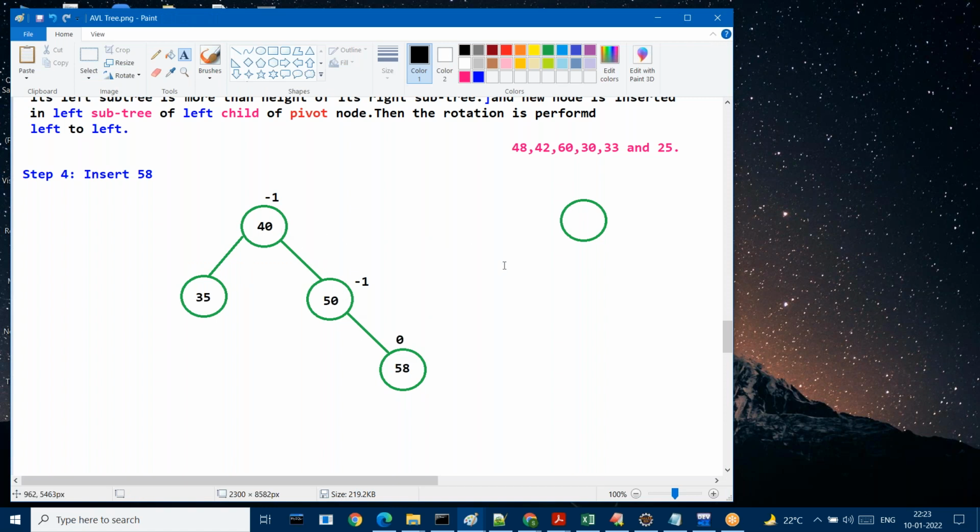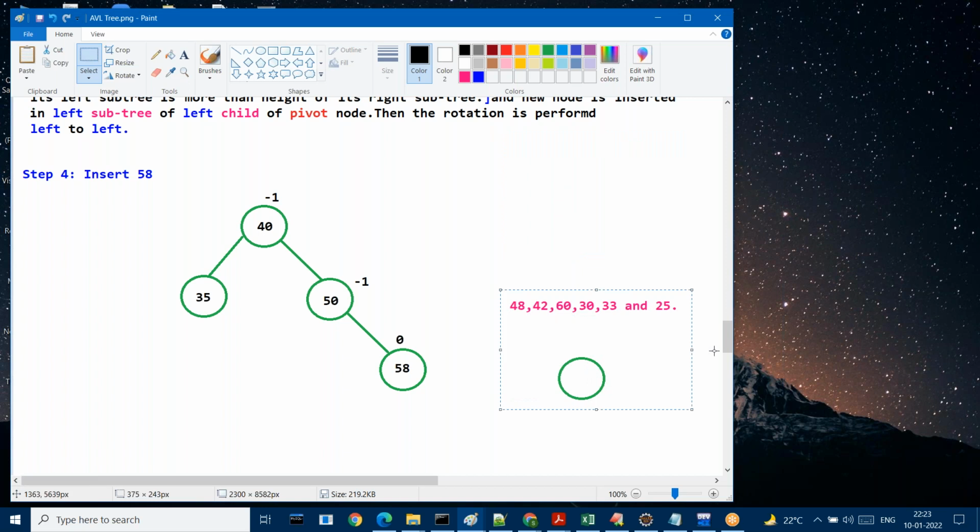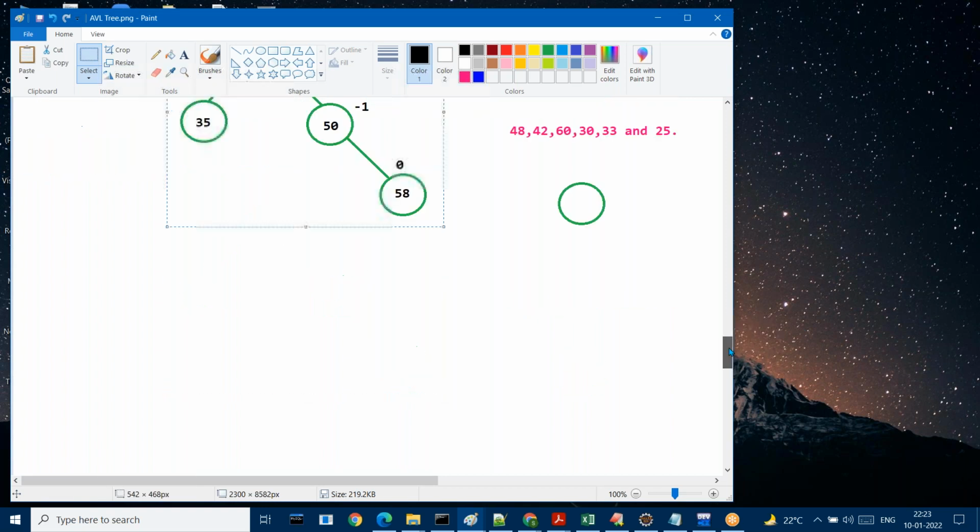Tell me, is the tree balanced or not balanced? Balanced. No need to do anything. Happily, we can move to the next step, sir. Let's move with this tree also, because this is my final tree. Current tree, not final tree, current tree. Okay, sir.